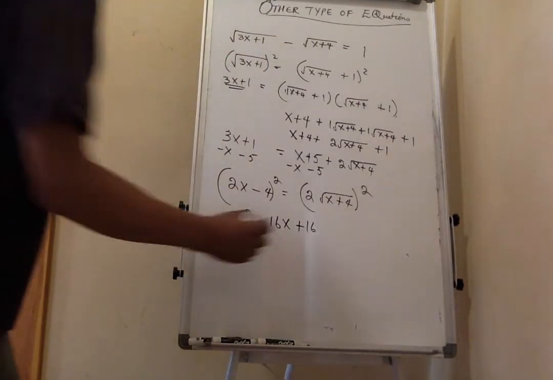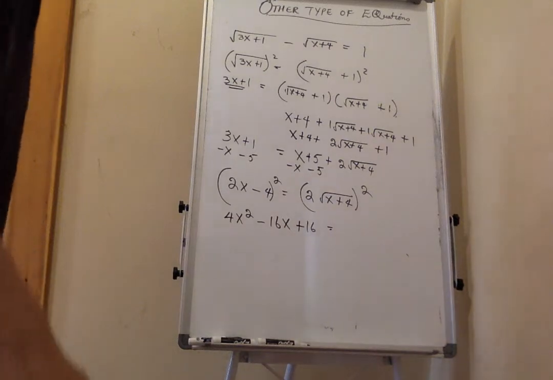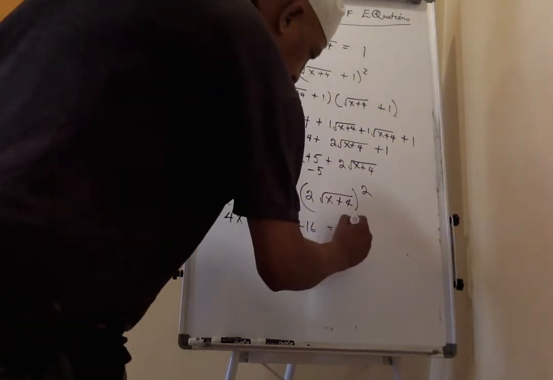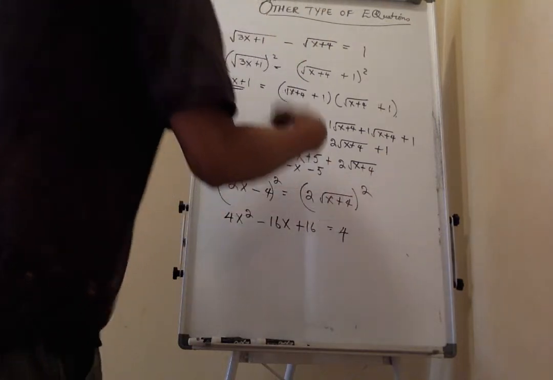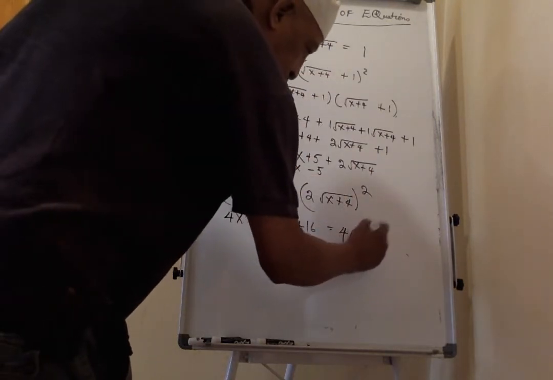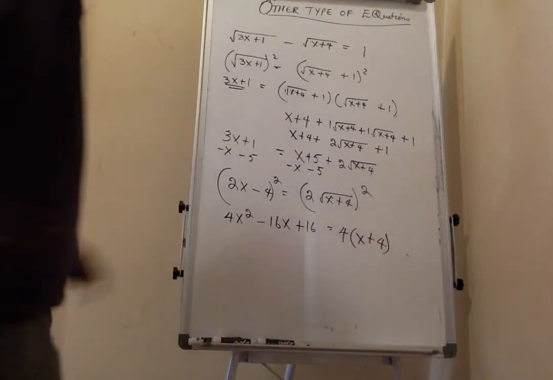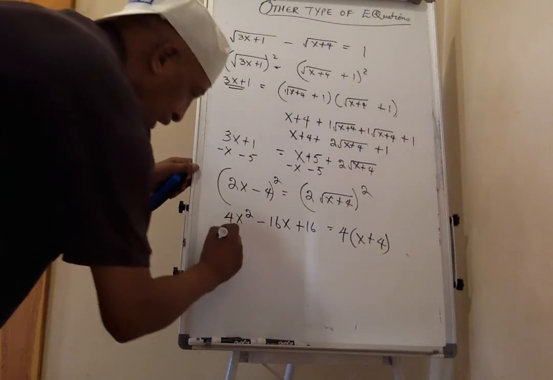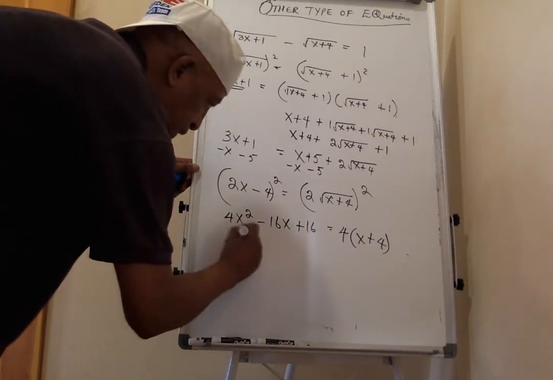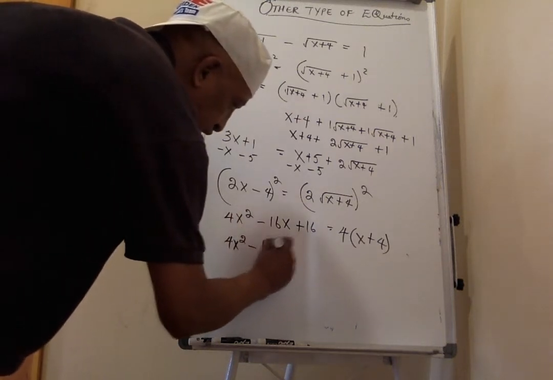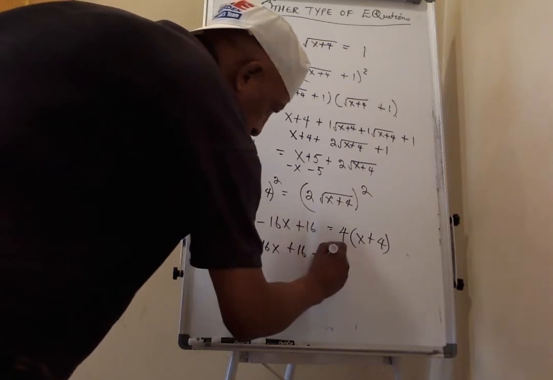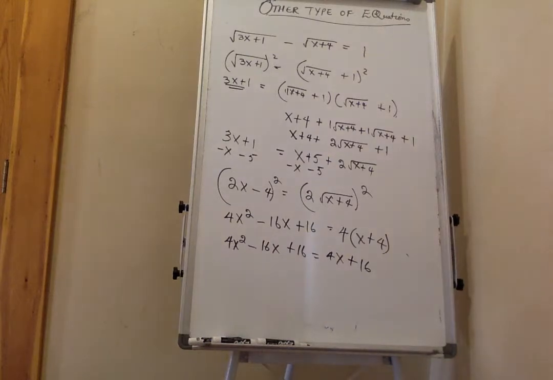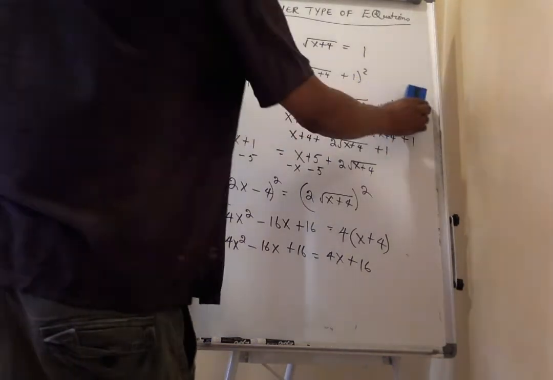Right? Now, if I do the same, we have what? 2 squared is 4. And you know the square root of x plus 4 squared is just x plus 4. Don't forget to distribute 4 to everything inside. So you have 4x squared minus 16x plus 16 is equal to 4x plus 16. Now, let me wipe this out.